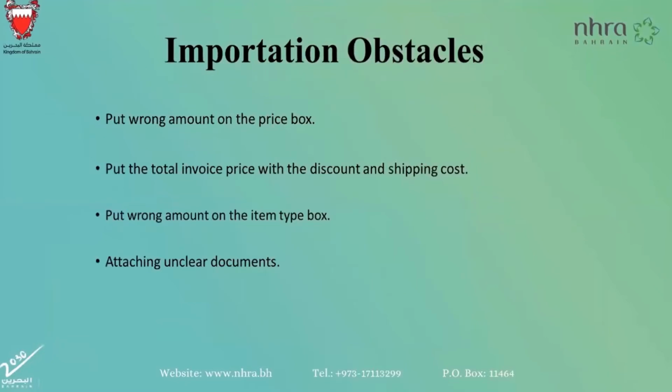Also, some of the obstacles are putting a wrong amount in the price box, and putting the total invoice price with the discount and shipping cost. Putting a wrong amount in the item type box. Always make sure that you are putting the correct type number. Also make sure whether your item is registered or unregistered. If it is unregistered, avoid putting the numbers in the registered box. Also, attaching any unclear document can cause rejection.